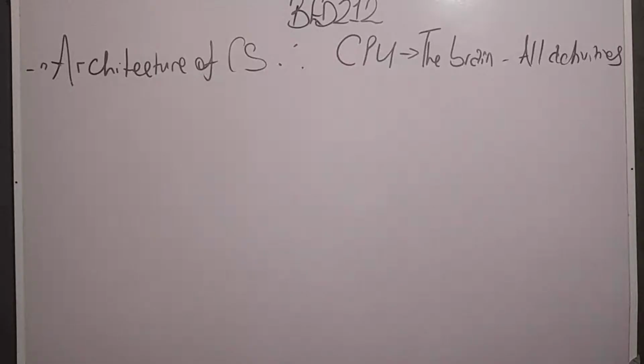The same thing goes to the computer. Now, the CPU collects all the raw data from various input devices, such as the keyboard or mouse, and converts it into useful information.